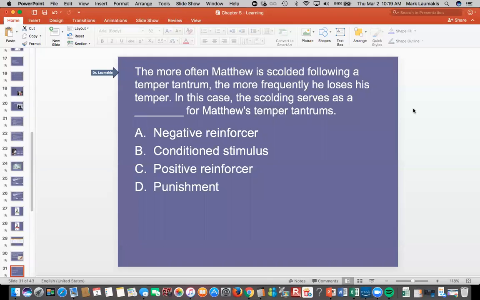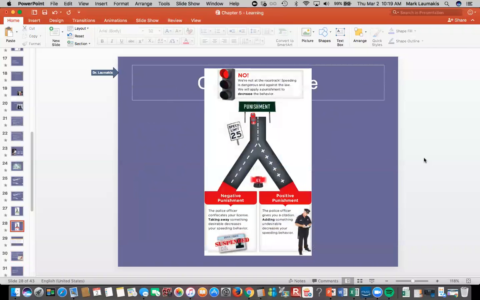Okay, lots of people are saying C, positive reinforcer. You guys are in fact right. Now, clearly, we intend the scolding to be a punishment for the temper tantrum, but what's actually happening is the opposite, right? It's temper tantrum, scolding, more temper tantrums. So it's a positive reinforcer because something is being presented, and what happens is the behavior increases in frequency, right? Let's go back to our definition of positive reinforcement, right?